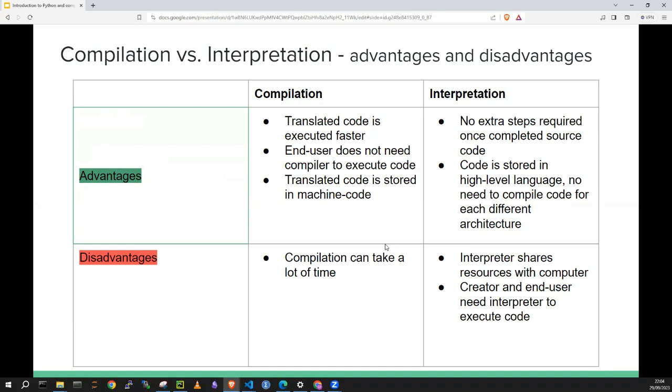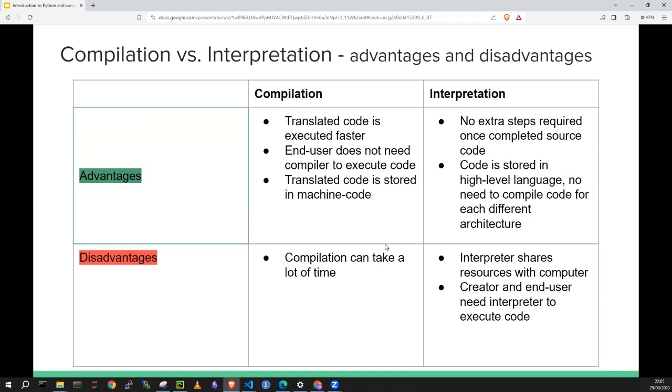You just hope that you don't make any errors when you're writing your source code, so just execute. If there are errors, you have to change them, or you have to solve them, right? So code is stored in a high-level language. We don't need to compile the code for each different architecture. Maybe if you're working in different operating systems.